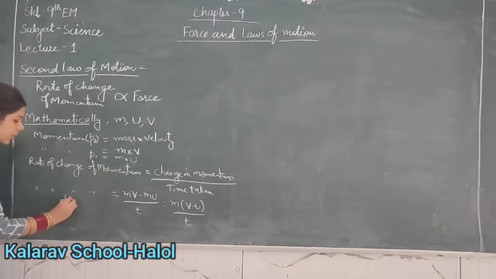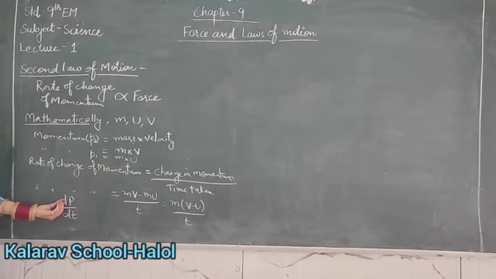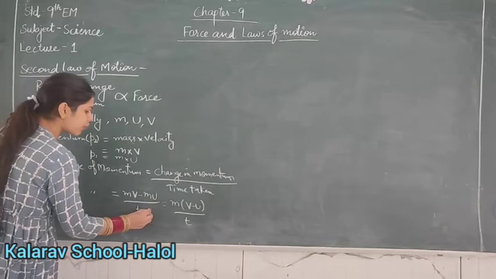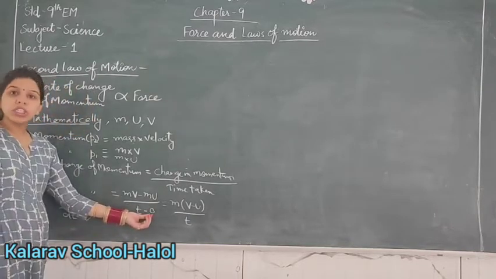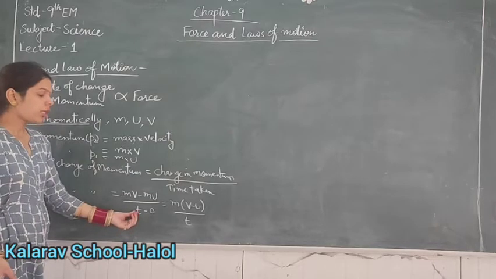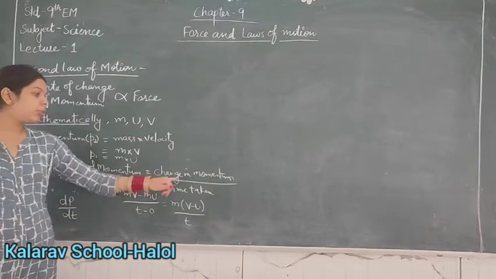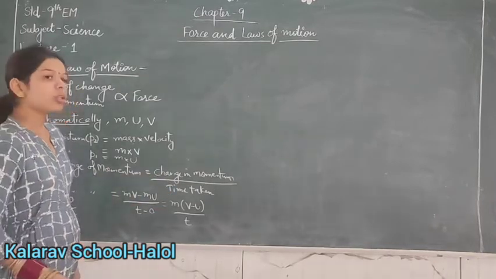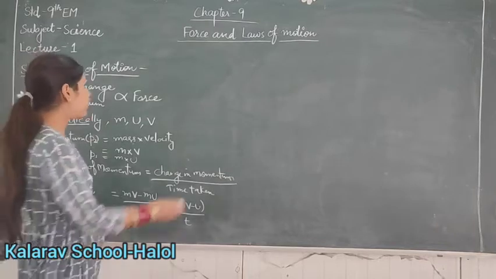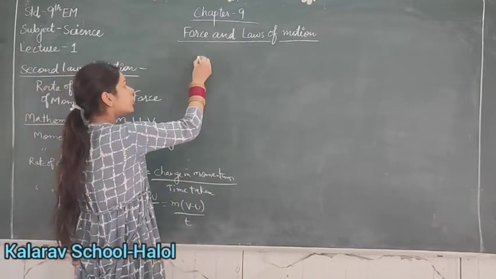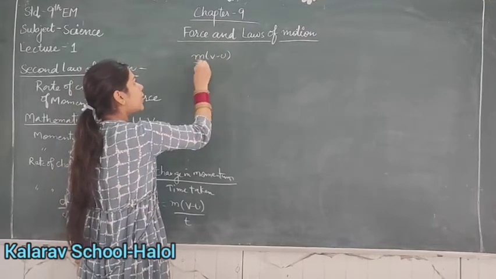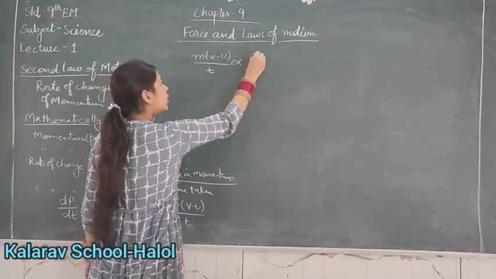Or we simply say it is dp by dt. What is dp by dt? It is a small change in momentum upon a small change in time. Firstly, we can say the body is at rest, so there is an initial time and a final time, and the time taken is t. So the rate of change of momentum is change in momentum upon time taken. According to the second law of motion, the rate of change of momentum is directly proportional to the force.